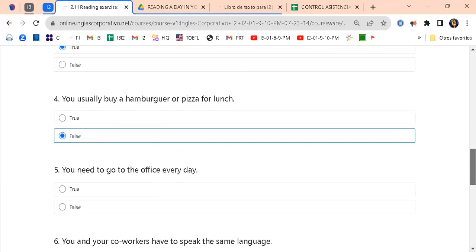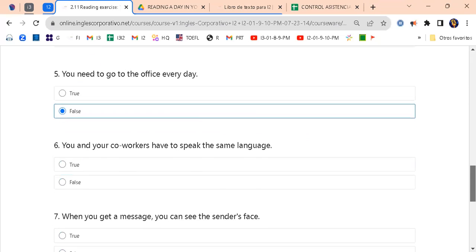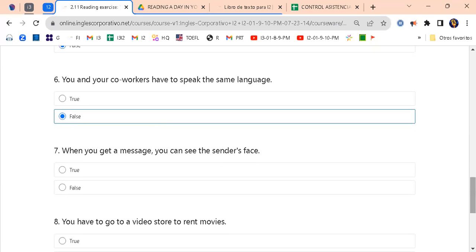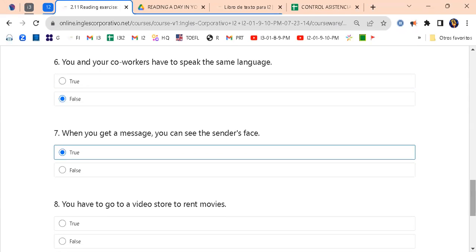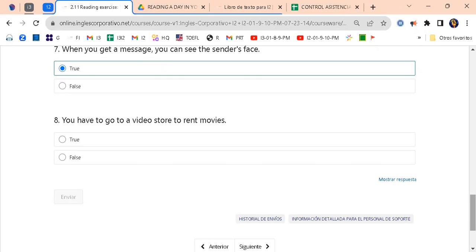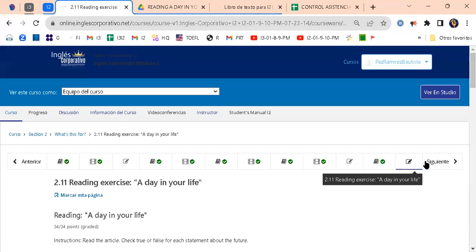You need to go to the office every day, true or false? False. Okay. You and your co-workers have to speak the same language? False. Okay, when you get a message, you can see the sender's face. True. And number eight, you have to go to a video store to rent movies. False. Okay, so let's check that. Good job. So I think that you have done that before, right?